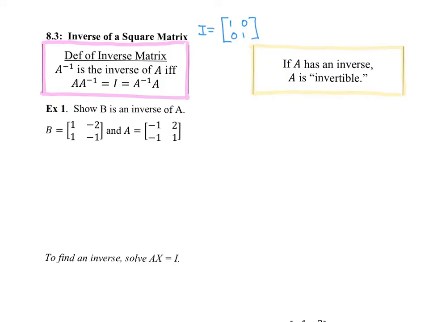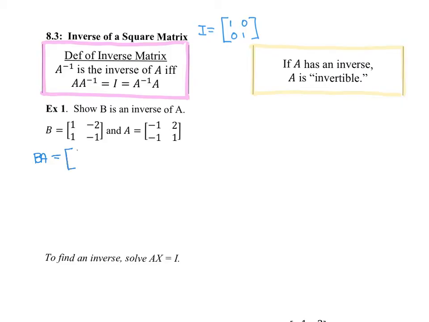Okay, if A has an inverse, A is invertible. If it doesn't have an inverse, the method we use to find the inverse will fail, and that's how we would check. Okay, so for example 1, it says show B is an inverse of A. So to show it's an inverse of A, I'm going to multiply B times A and A times B and make sure both of them result in the identity matrix.